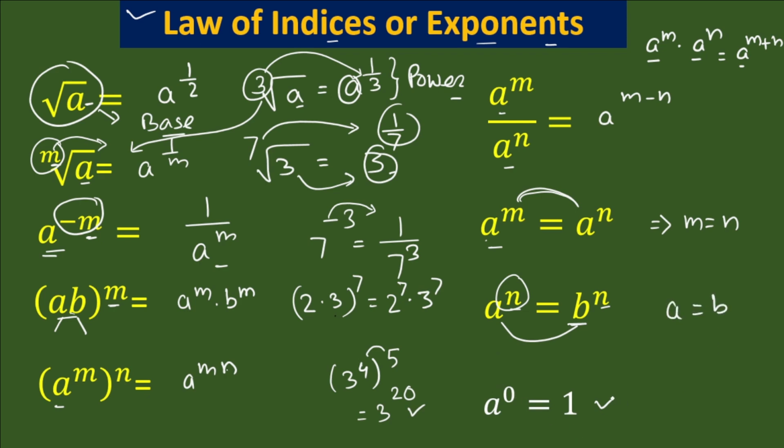A very important thing: a powered by 0, or anything powered by 0, is 1. It may be any number. If you take 111 powered by 0, the value will be 1. And if you take 1 powered by 0, the value will also be 1. I hope you have understood the law of indices, or exponent formulas. Now we'll solve some problems and understand this chapter better.